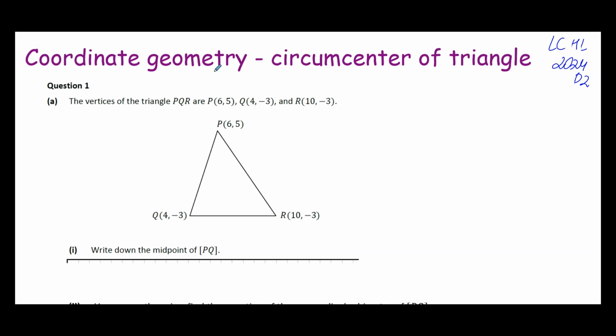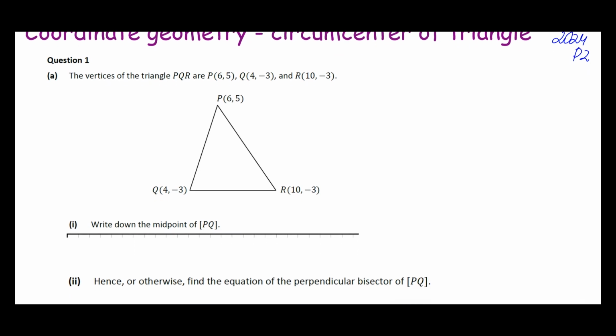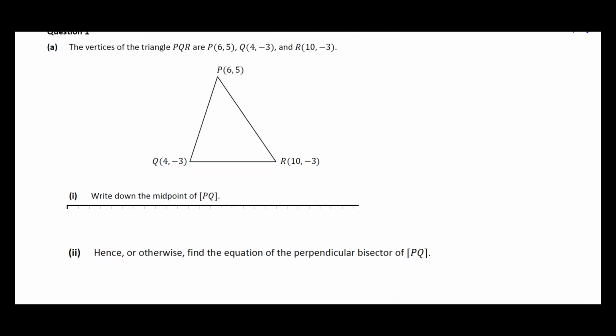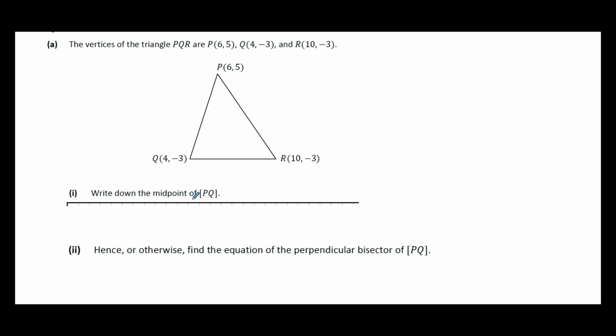So I want us to look at coordinate geometry and specifically the circumcenter of a triangle. Before we dive into solving it, I just want to point out how the question is structured. We have a triangle with the coordinates for each vertex. In the first part, they are telling us to find the midpoint of PQ. Then, hence, because you found the midpoint, find the equation of the perpendicular bisector.